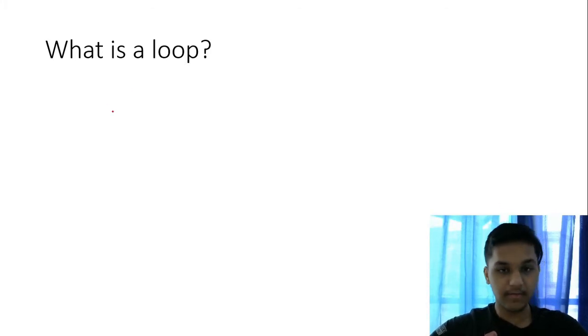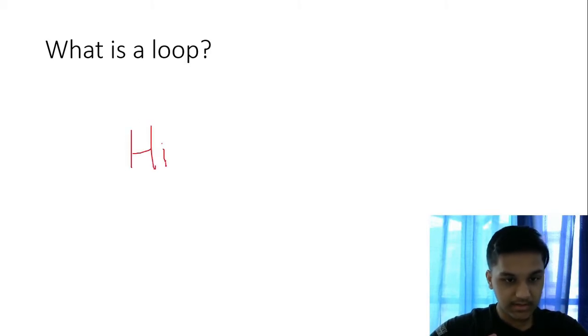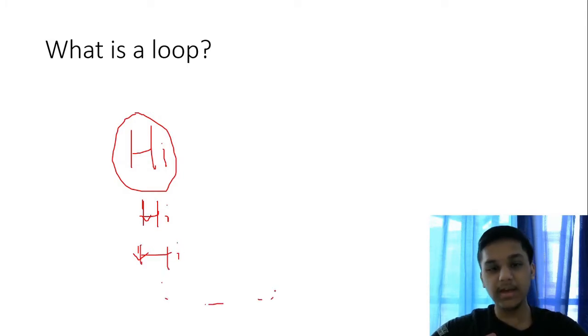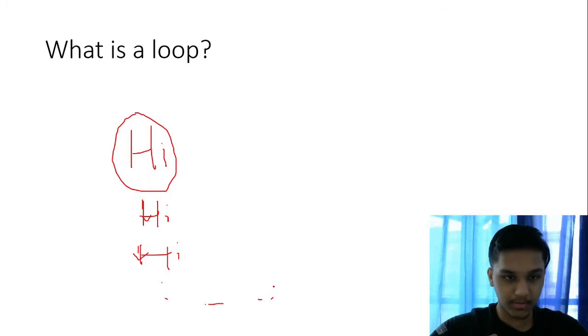So let's say we have a forever running loop which executes the statement hi. So it will print hi forever. If we execute a particular loop, the word hi is going to be printed until the loop is stopped. So it's going to print hi, hi, hi. It will keep printing until the loop is stopped.